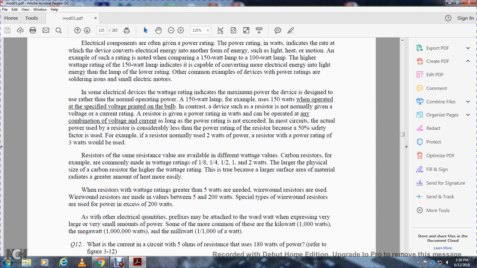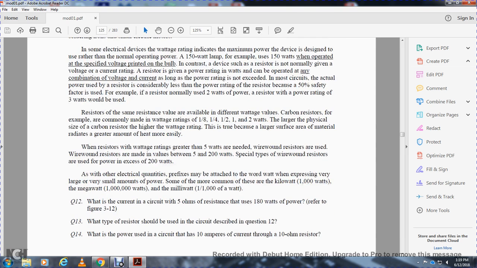For carbon resistors, the same resistance value is available in different wattage values. Commonly made wattage ratings are 1/8, 1/4, 1/2, 1, and 2 watts. The larger the physical size of the carbon resistor, the higher the wattage rating, because the larger surface area radiates a greater amount of heat more easily. When resistors with a wattage rating greater than 5 watts are needed, wire wound resistors are used. Wire wound resistors may have values from 5 to 200 watts. Special types of wire wound resistors are used for power above 200 watts.